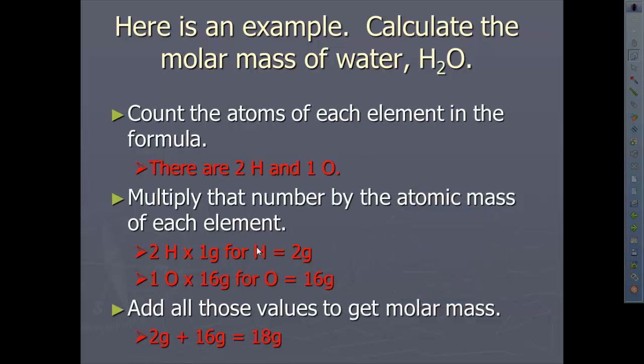So the molar mass for water is the 2 grams from hydrogen added to the 16 grams for oxygen. That gives me a total of 18 grams per mole for water.